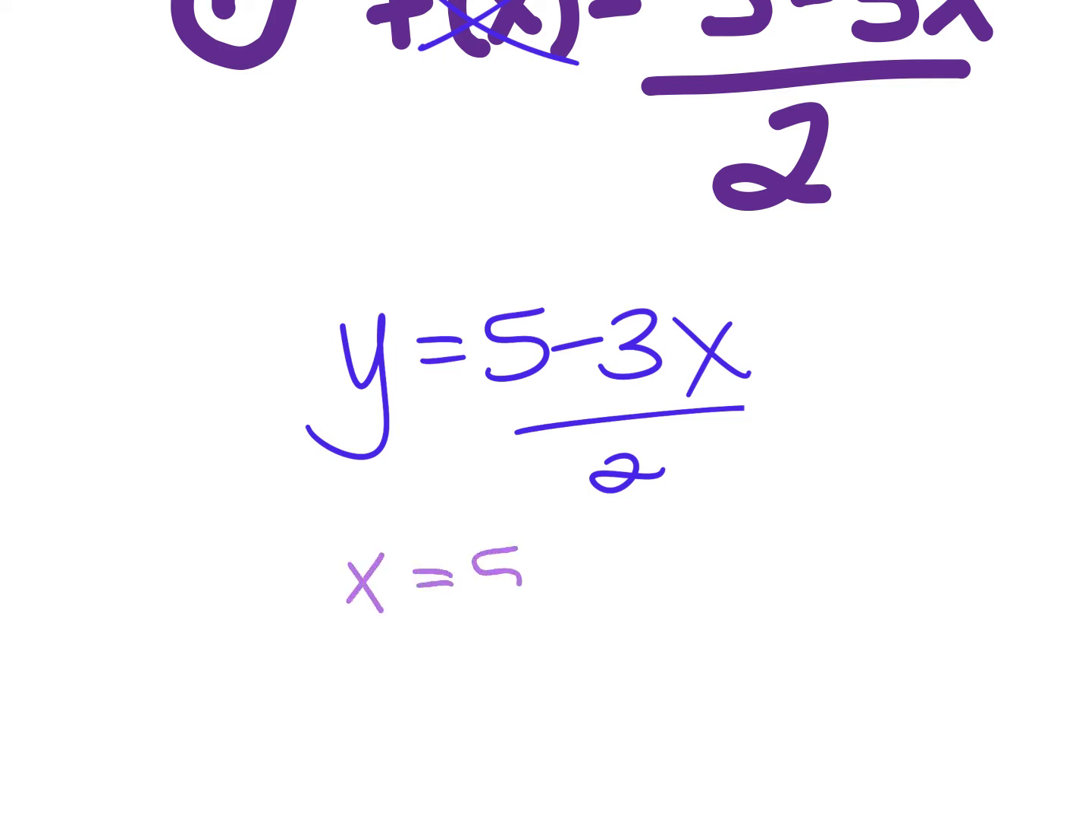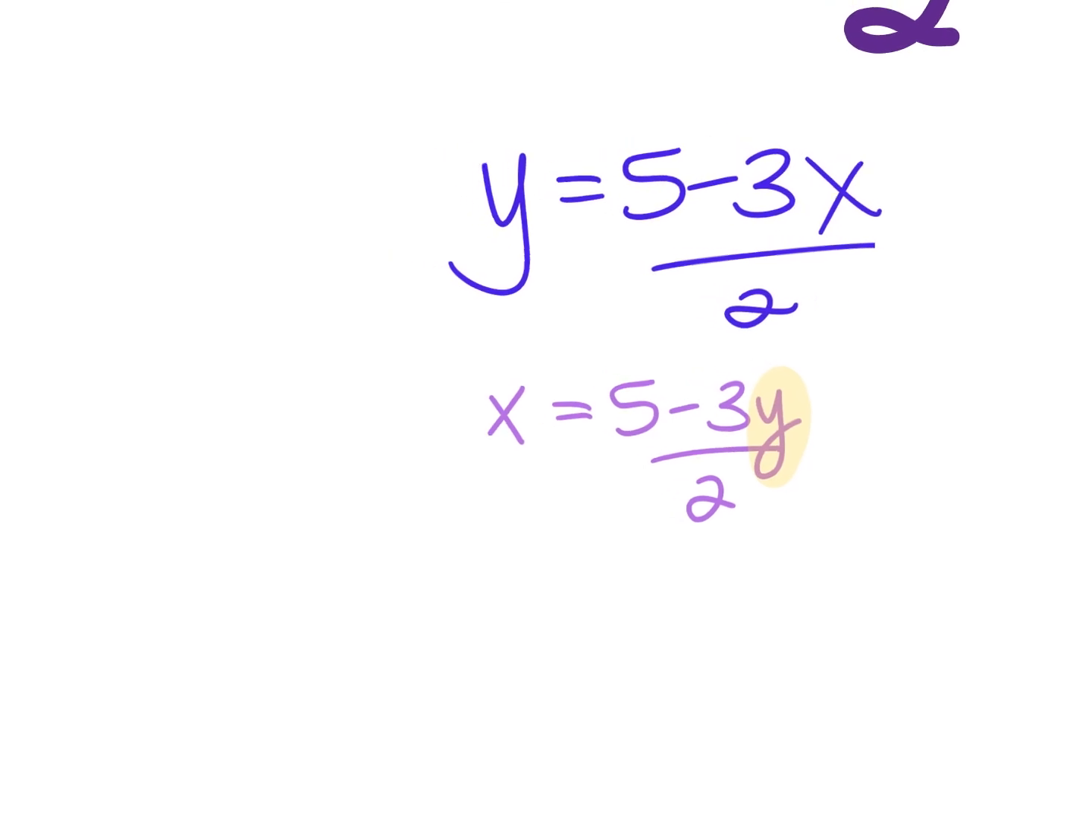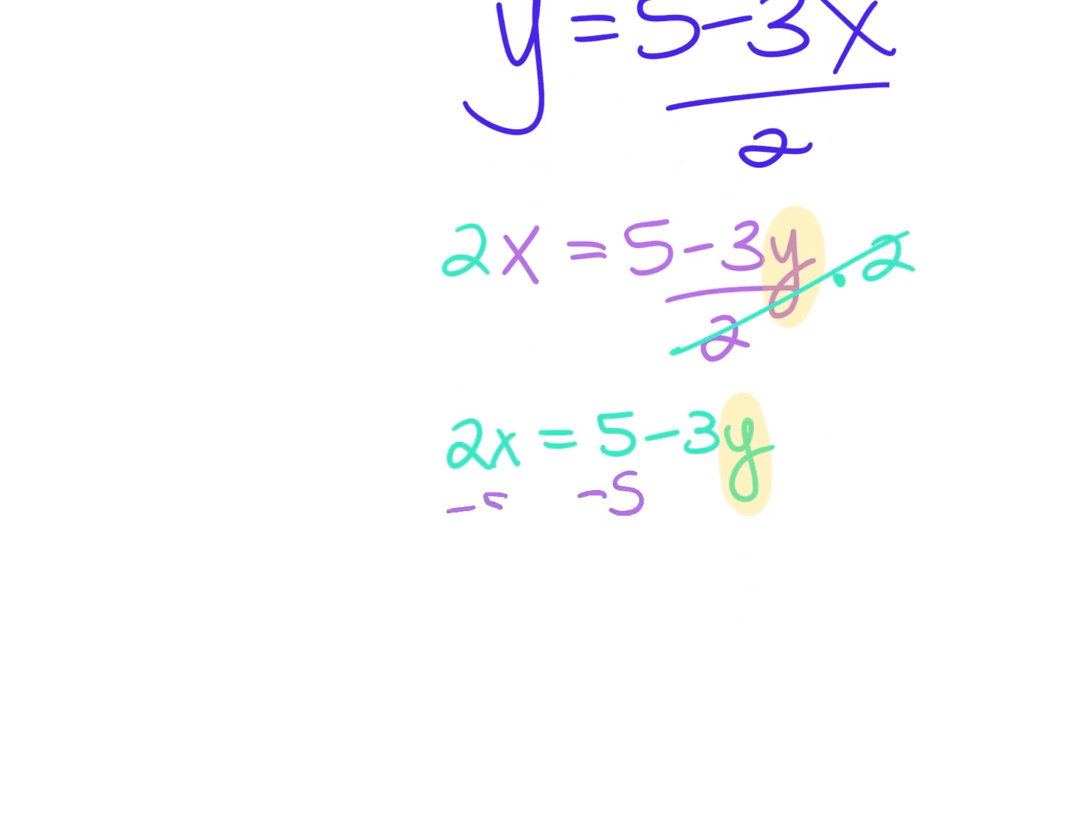X equals 5 minus 3y divided by 2. We are now solving for y. So go back to algebra 1. How would you get y all by itself? Multiply both sides by 2. Perfect. So I have 2x equals 5 minus 3y. I'm still solving for y. I'm going to subtract 5. Good. Subtract 5. So 2x minus 5 equals negative 3y.